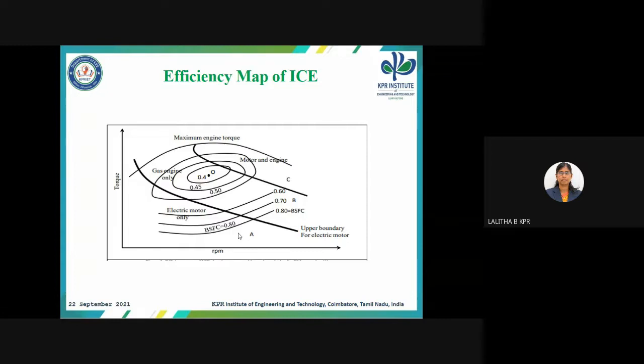We discussed earlier that at low speed condition, only the electric motor operates. At medium speed condition, only the IC engine operates, and the battery will be charged. At high speed, the IC engine and electric motor both operate in the hybrid electric vehicle. This is the operating performance of the vehicle, the characteristic between speed and torque. In the A region, only the electric motor operates. In the B region, only the IC engine operates. In the C region, both the electric motor and IC engine operate. So it shows the efficiency map of the IC engine.